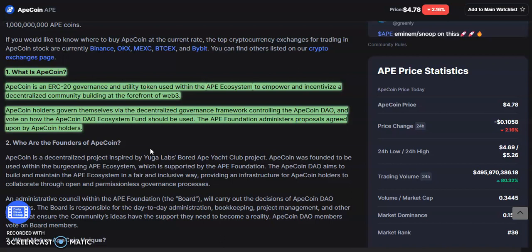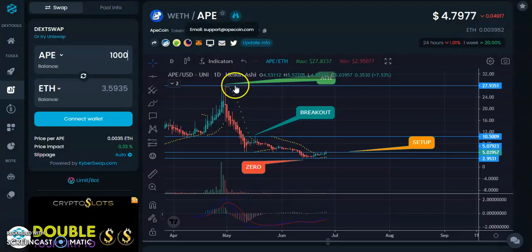Apecoin is an ERC20 governance and utility token used within the Ape ecosystem to empower and incentivize a decentralized community building at the forefront of Web3. Apecoin holders govern themselves via the decentralized governance framework controlling the Apecoin DAO and vote on how the Apecoin DAO ecosystem fund should be used. The Ape Foundation administers proposals agreed upon by Apecoin holders. So this is a completely decentralized organization right here. This is for you guys, basically, a community driven project.